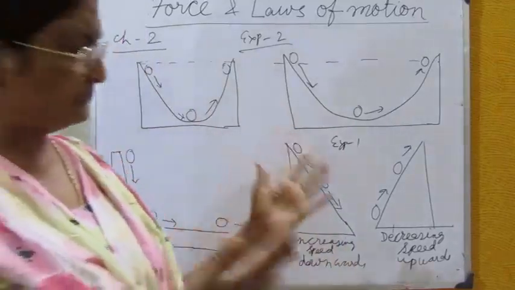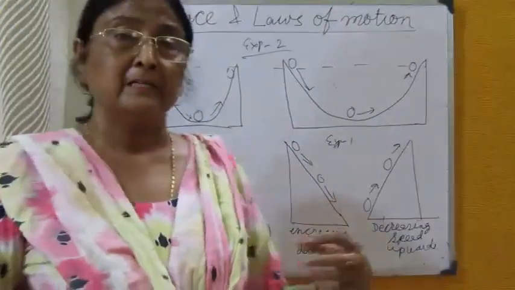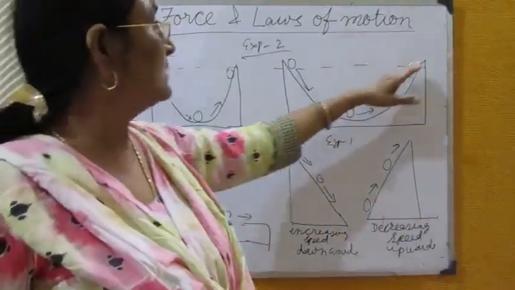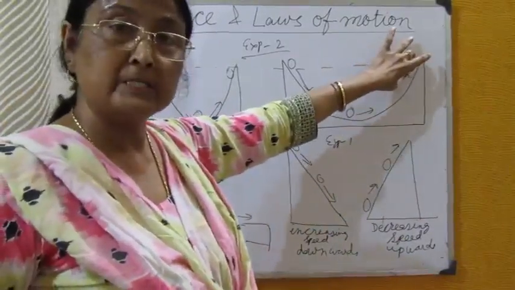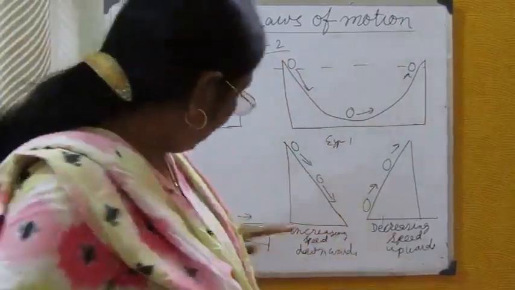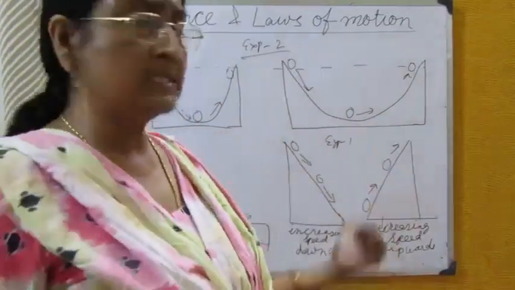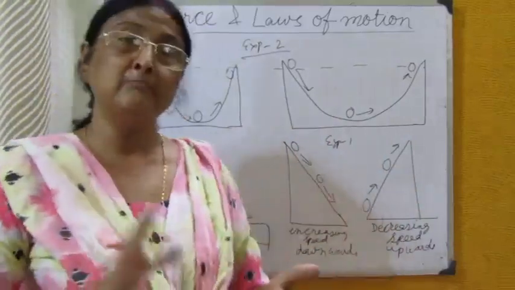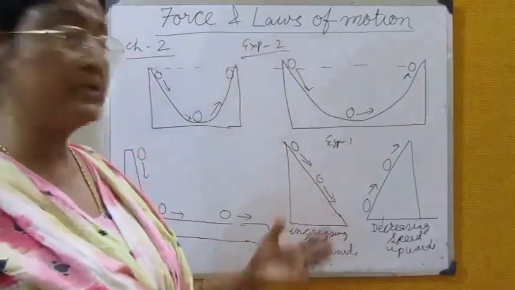From his experiments, Galileo came to the point that there must be something which stops the ball. When the ball comes down, it stops its speed going up. Even on a horizontal plane, after some time the ball comes to rest. So he thought there must be something which brings the moving object to rest.